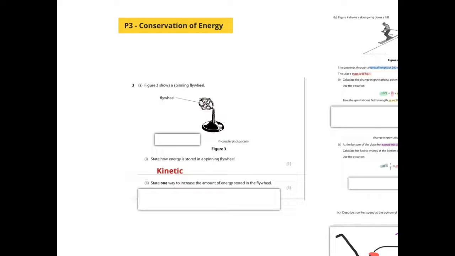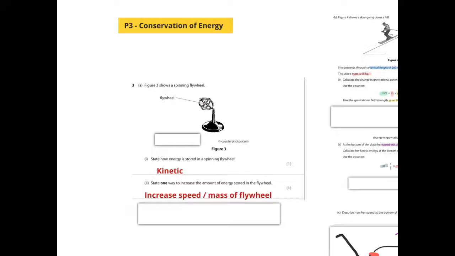Well, if you want to increase more energy or have more energy in its kinetic store, you need to move it faster. So increase the speed, or you can increase the mass. And that's because kinetic energy equals half times mass times velocity squared. So if you increase mass or velocity, you're going to increase kinetic energy.